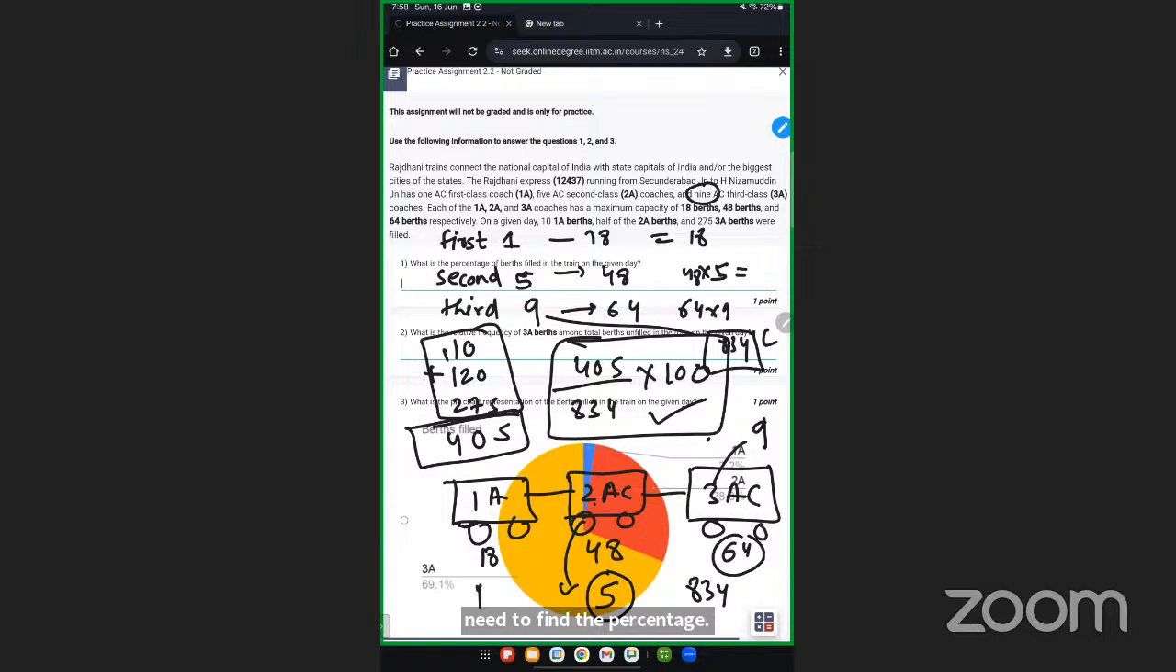Sir, why do we add 10, 120, and 275? Because on a given day, 10 first AC berths were filled, half of the second AC berths, half of whatever berths are there in second AC, then 275 third AC berths were filled. So they are asking what is the percentage of berths filled in the train on the given day. So on the given day, they gave the number. We need to find the percentage.